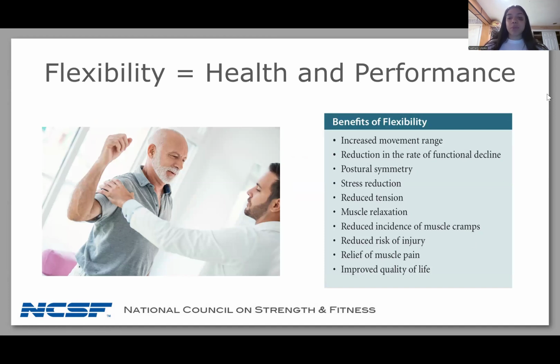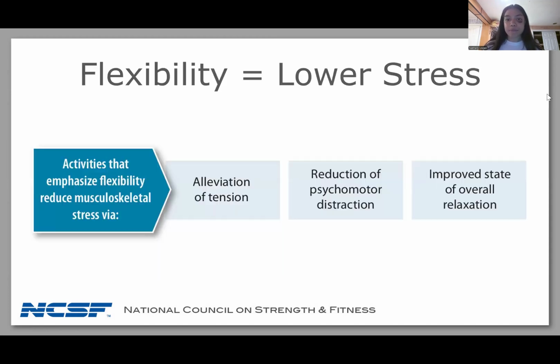Flexibility and health for performance. The benefits of having good flexibility are that you're going to have increased range of motion, and any movements that you have will have a better range. Reduction in the rate of functional decline, postural symmetry, stress reduction, reduced tension, muscle relaxation, reduced incidence of muscle cramping, reduced risk of injury, relief of muscle pain, and improved quality of life in general.